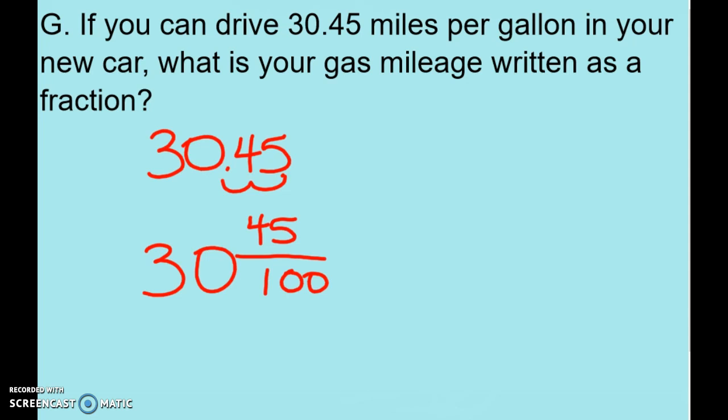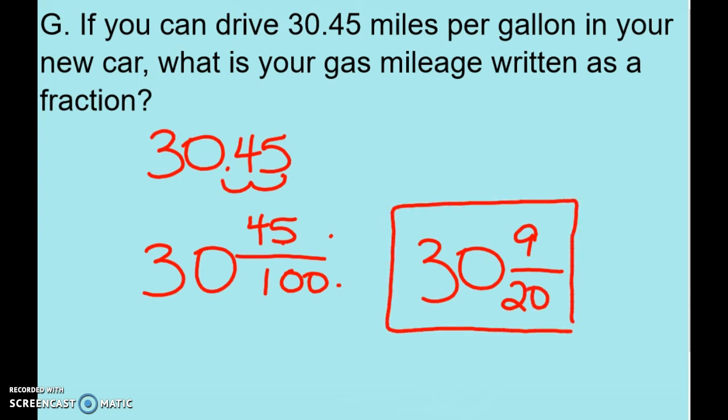These both will simplify by 5. Okay? This is divisible by 5, and this is divisible by 5. So divide by 5. We keep that 30. 45 divided by 5 was 9. 100 divided by 5 is 20. And that is your final answer.